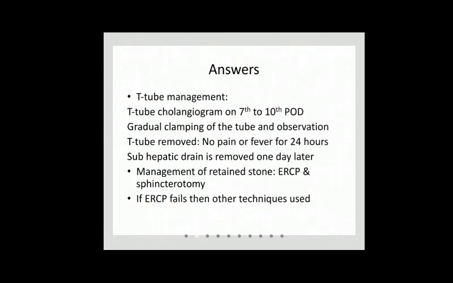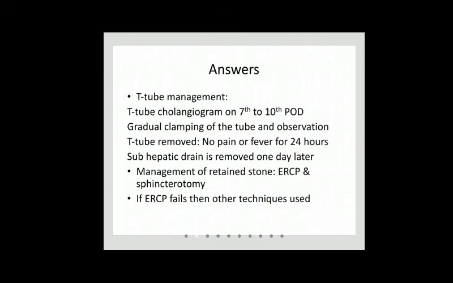Whipple's is not pylorus preserving. Pylorus preserving is the modified Whipple's to improve the functional outcome. So in case of pylorus preserving, the operation is called modified Whipple's. It's not Whipple's. In Whipple's operation, we remove the distal part of the stomach. What did we remove in Whipple's?